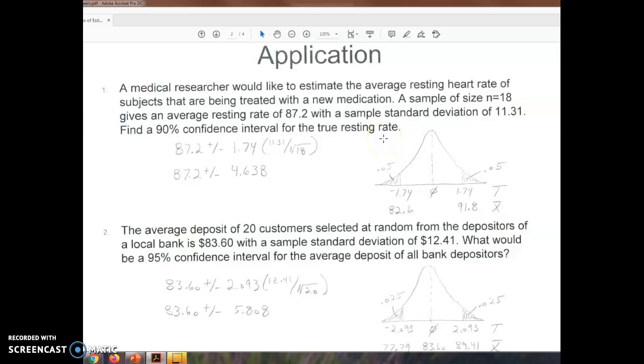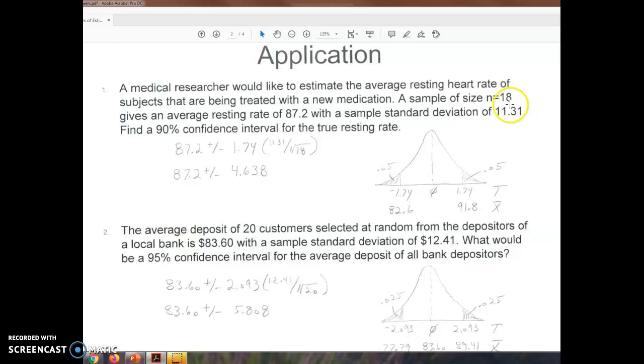Well, same process. We take our sample mean, which is 87.2. We do plus or minus the t-value, right? 1.74, we'll derive that in a minute, times the standard error. And our standard error is going to be the sample standard deviation of 11.31 divided by the square root of the sample size, 18. Okay.